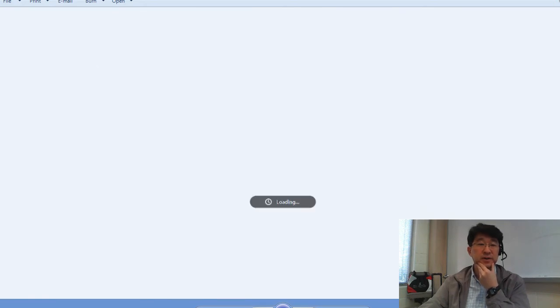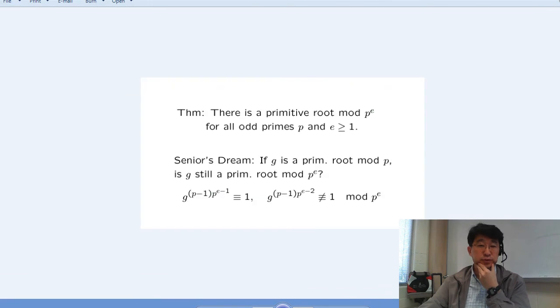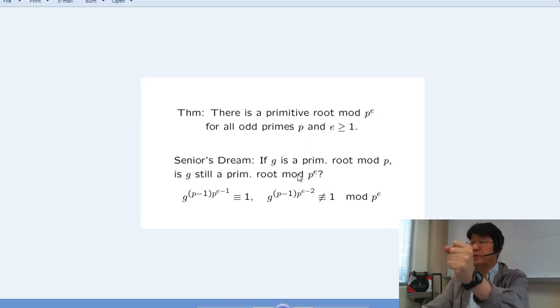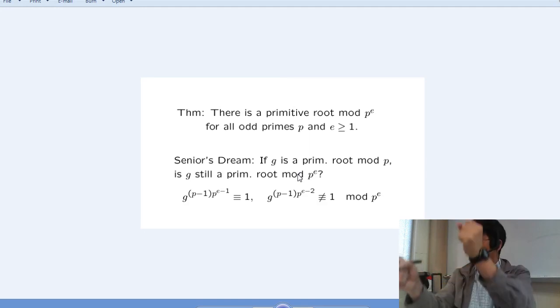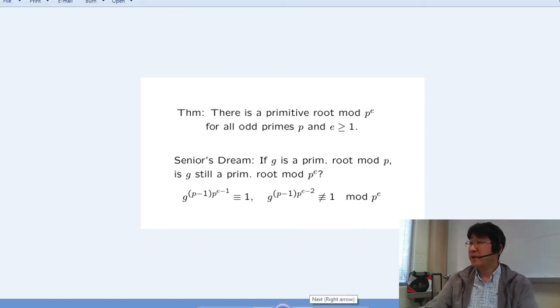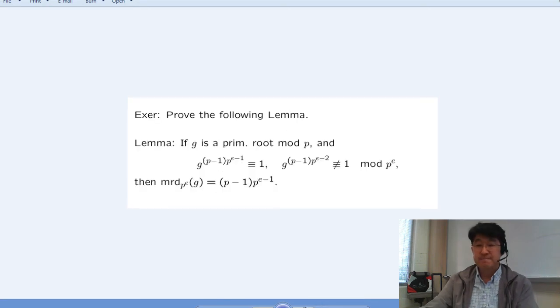Let me go back to here, the theorem. There is a primitive root mod p to the e for all primes p, e greater than or equal to 1. Right? So we have proved that. Take the primitive root mod p. Think about g or g plus p. Once you choose the right one, it remains forever the primitive root. Great news. You don't have to do any calculation. Fun proof, a lot of binomial coefficients.